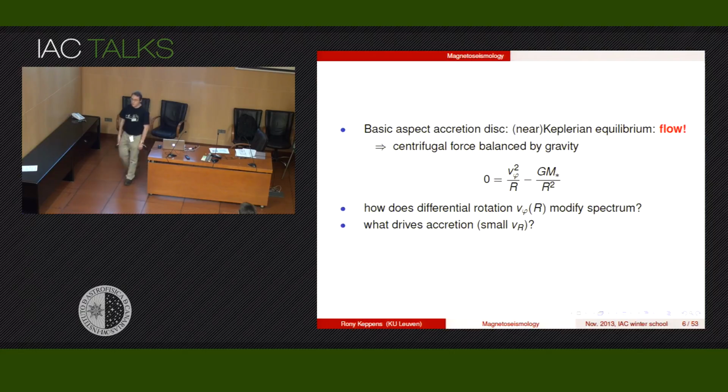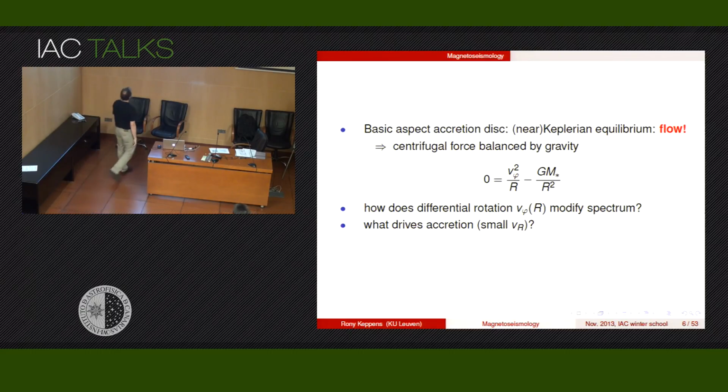Suppose I want to do the same thing, but now in an accretion disk, okay? Right, in an accretion disk, what is my basic equilibrium? Something completely different, right? I have here a Keplerian accretion disk. A Keplerian accretion disk is something where at every radius, the centrifugal force is balanced by the inward gravity, okay?